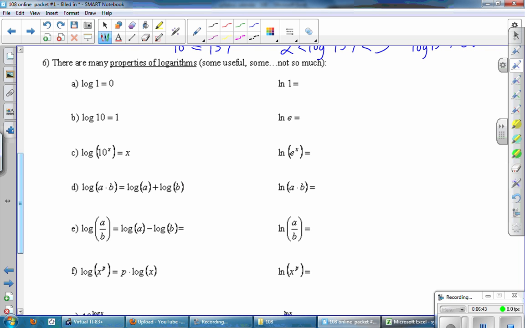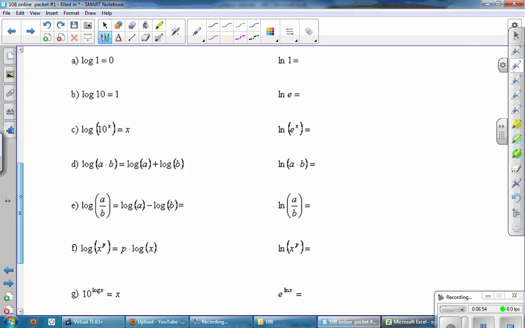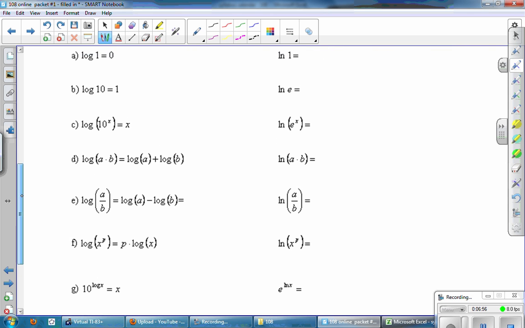Number 6, there are many properties of logs, some useful, some not so much. So I've written a bunch of the properties for the common log in the first column, and we're going to fill in the corresponding properties of the natural log on the right-hand side. So in part A over here, it says that log of 1 is equal to 0. You should think about why that's true. ln of 1 is also 0. Part B, log of 10 is 1. You should think about why that is true.